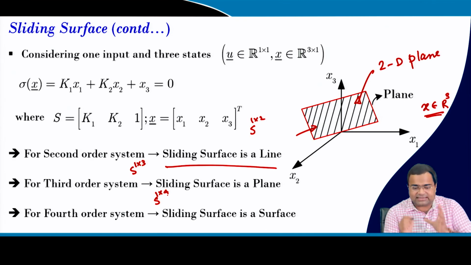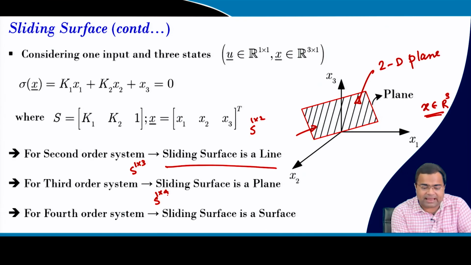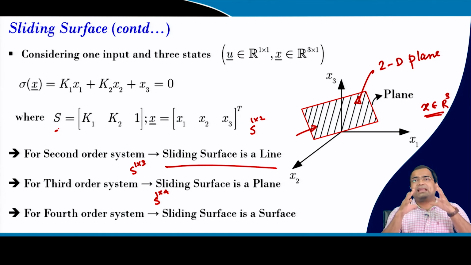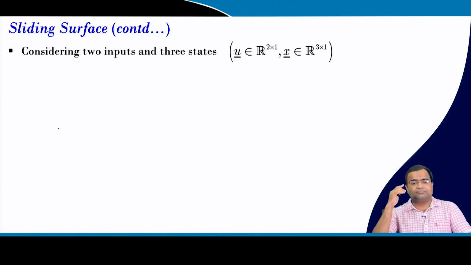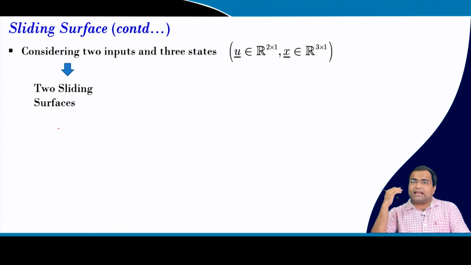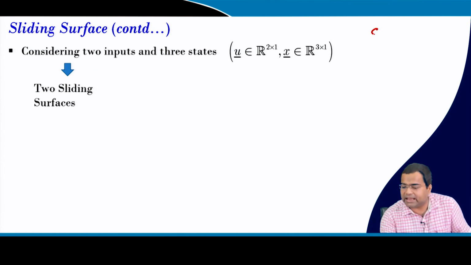So interestingly, you will find this hyperplane dimension will be 1 less than the system dimension. That means if the system is second order, the dimension of this hyperplane will be first order, 1D, one dimension less. If the state vector is third order, then this hyperplane dimension will be 2D. So one dimension less.